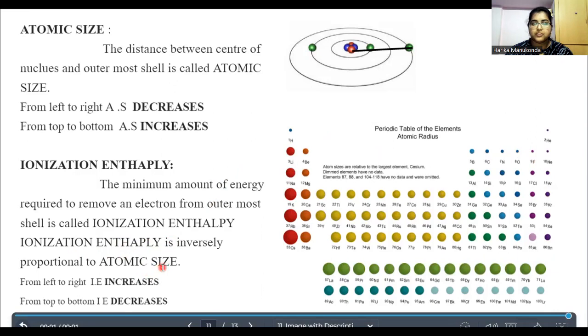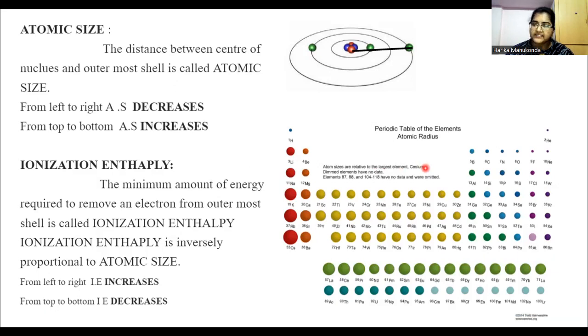If it is inversely proportional, the properties differ here. So from left to right, does IE increase or decrease? It increases, because as the size is decreasing, ionization enthalpy is increasing. As the size is decreasing, what will happen? It will have a great nuclear force of attraction, and it will need more energy to remove the electron. As it needs more energy, it means it has more ionization energy.